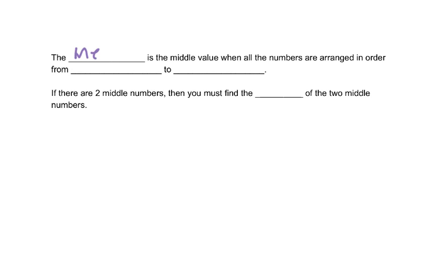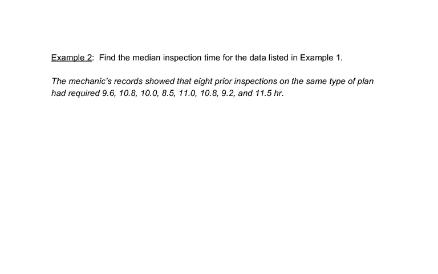The median is the middle number, but the numbers have to be arranged in order from smallest to largest. If there are 2 middle numbers, then you have to find the mean of the 2 middle numbers. So let's look at an example. We want to find the median inspection time for the problem we had in example 1, and I listed the numbers here again just so we would have them.